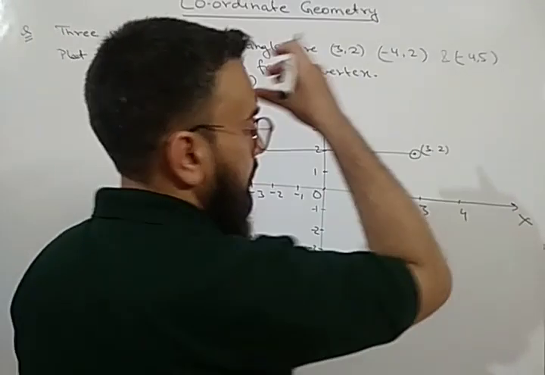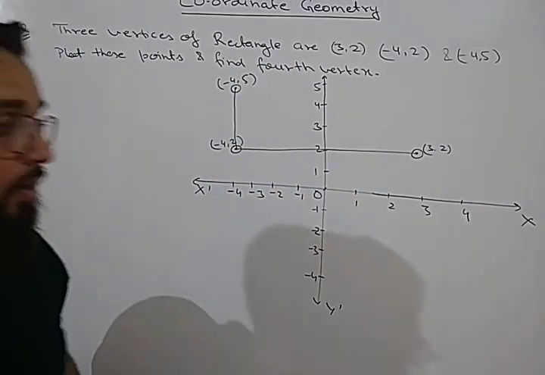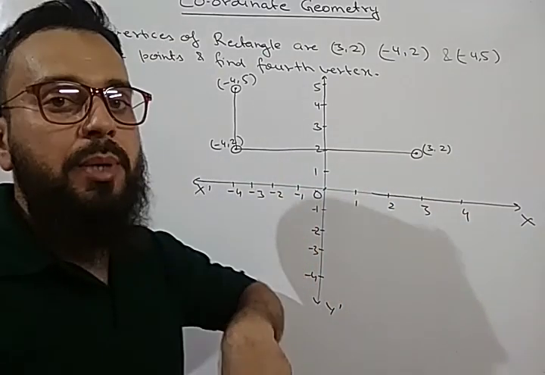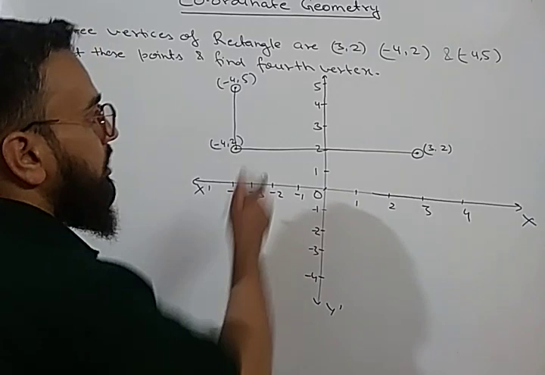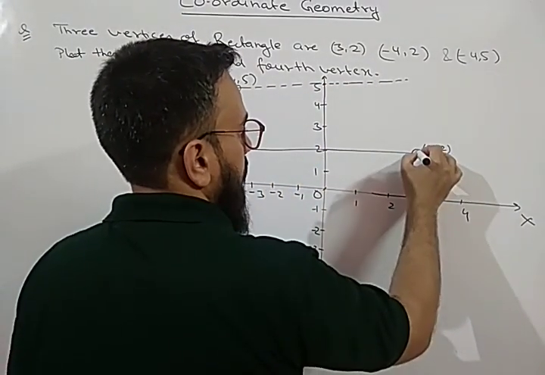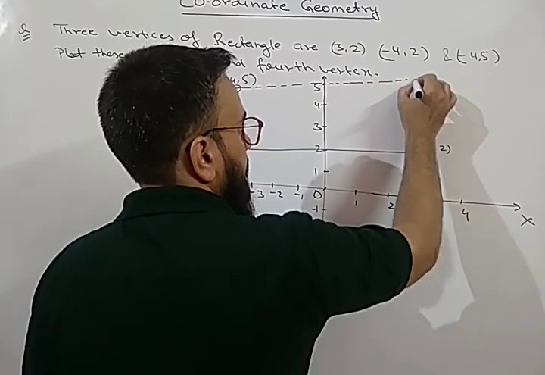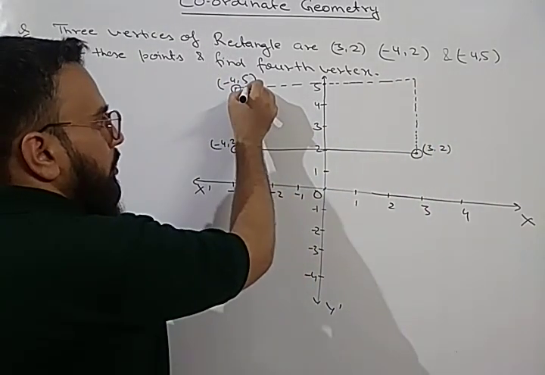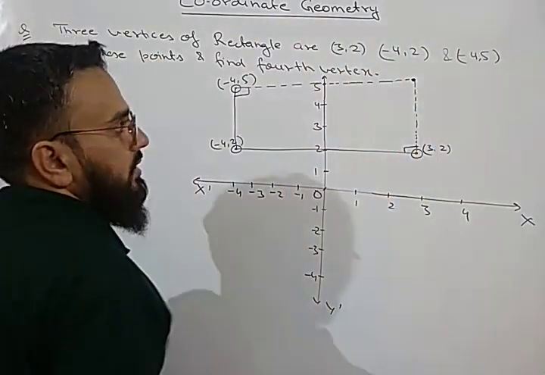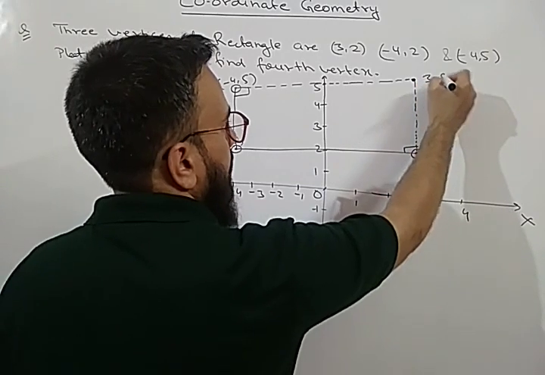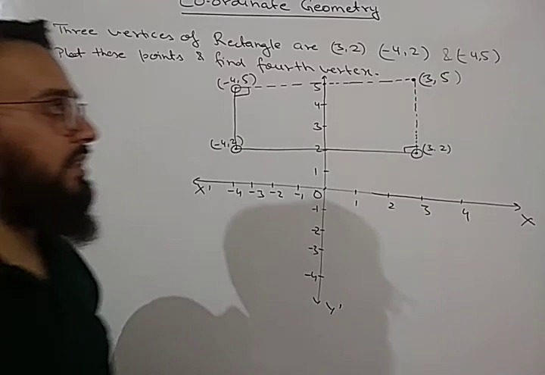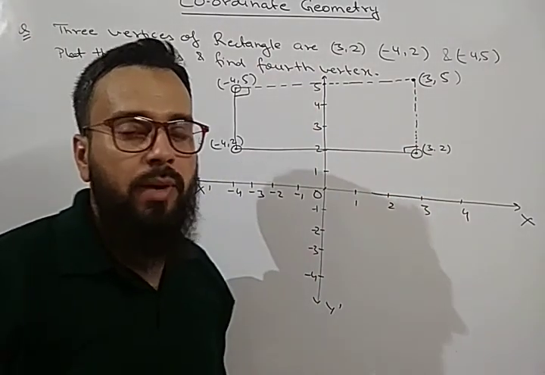You can find it by your common sense or by drawing the figure directly. If you draw it on the graph paper, then you can find it very easily. If you extend this line and also extend this line, and draw a perpendicular from this point as well as from this point, then they will intersect at a point, and this point will be (3, 5). So the fourth vertex will be (3, 5).